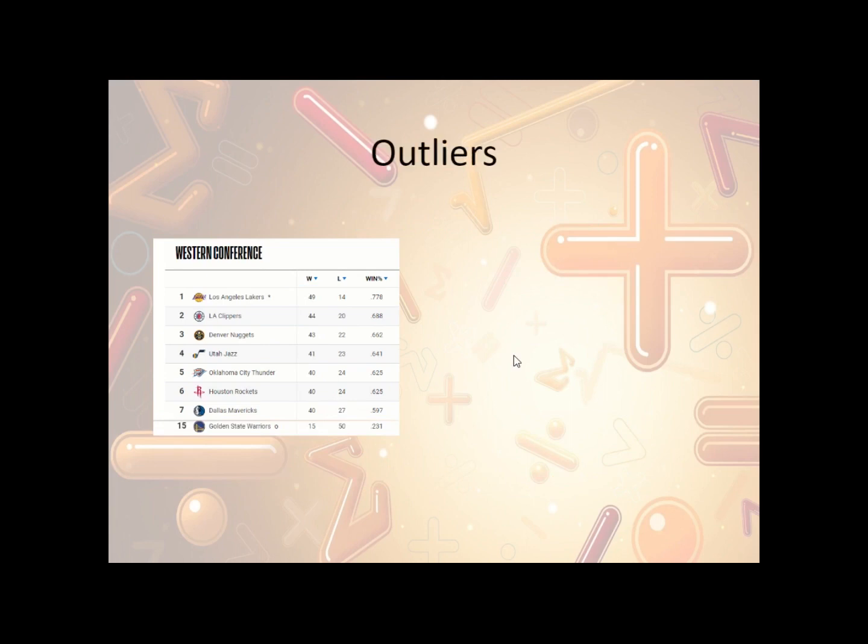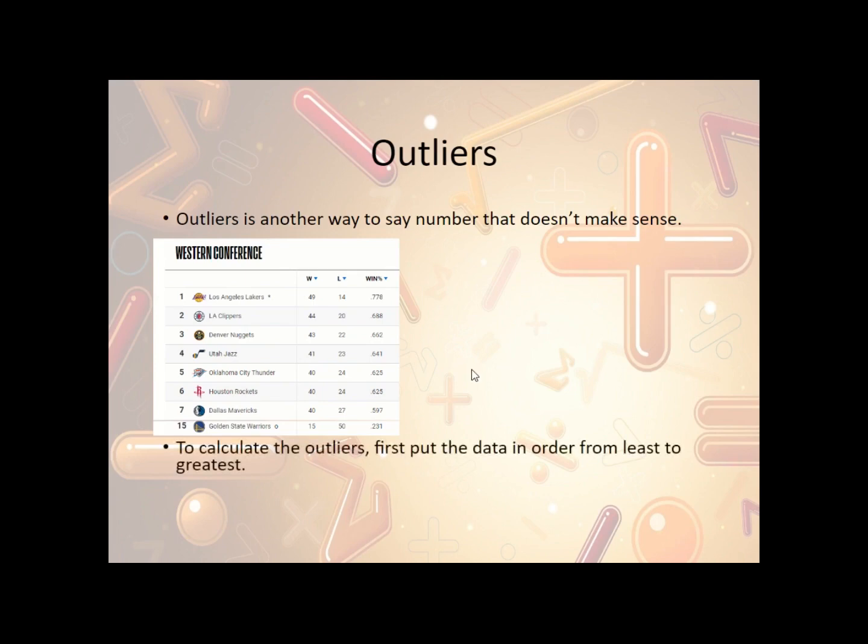Outliers. So outlier is another way to say a number that doesn't make sense, meaning it's a number that doesn't fit in with the rest of the data. So if I had a bunch of numbers and they were all bigger than 100 and then I had -6, well, -6 doesn't fit in that set of data at all. So to find outliers, you put them in order from least to greatest and then pick out any numbers that don't fit.